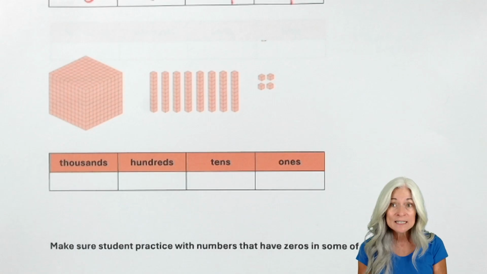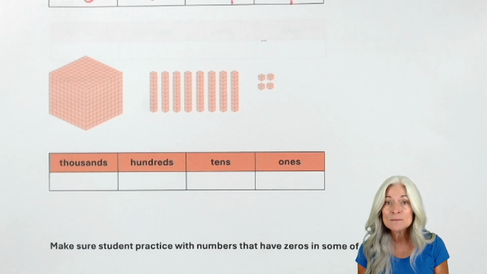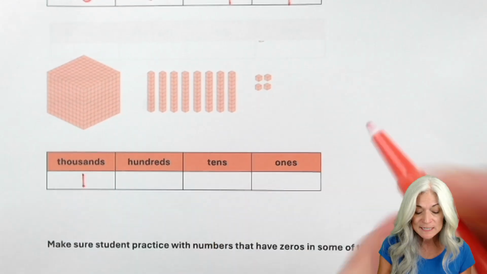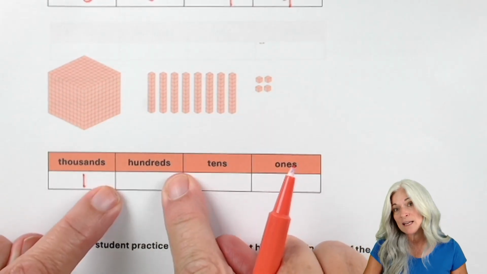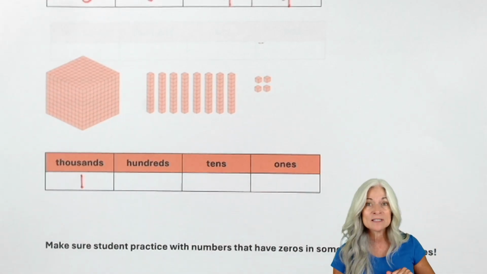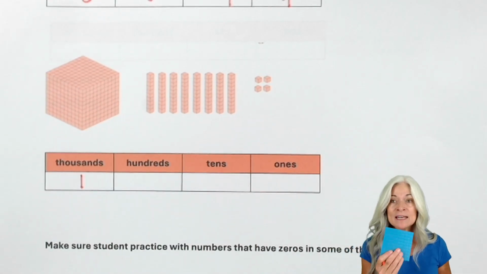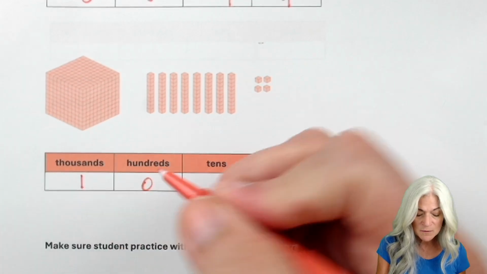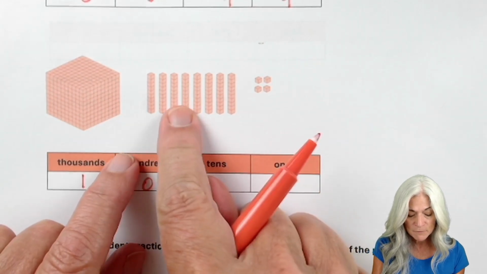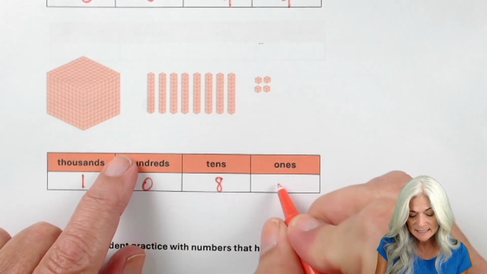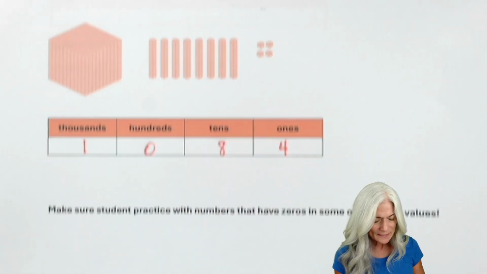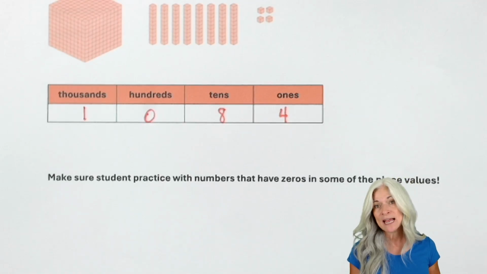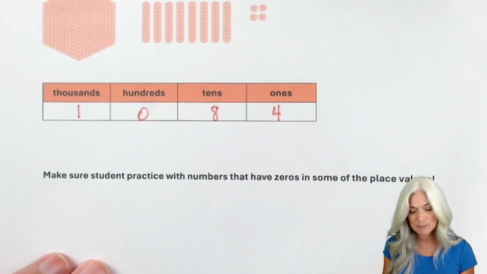A good reason to practice with this is because some students may tend to look at this and go, oh, I have 1,000, and then automatically put the next number here. So practice with having some zeros. Do I have any flats in my picture? No. So there are 0 hundreds, and then we have what? 4, 5, 6, 7, 8 10s, and 4 1s. So make sure students practice with numbers that have zeros in some of the place values.